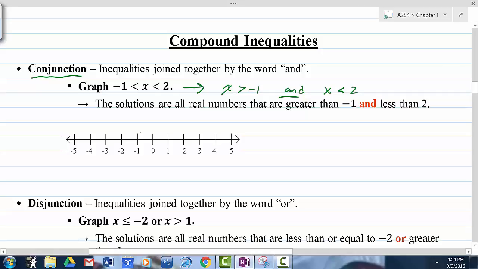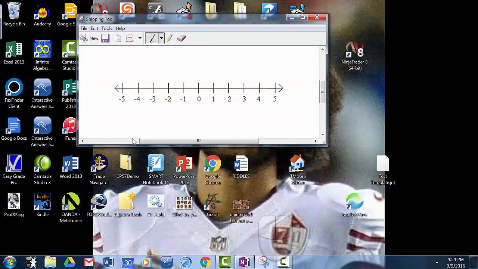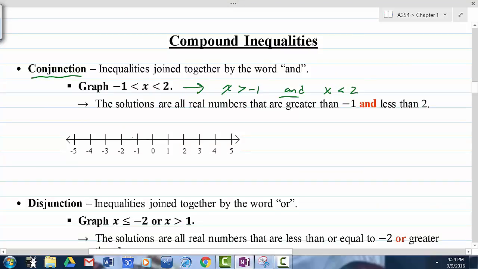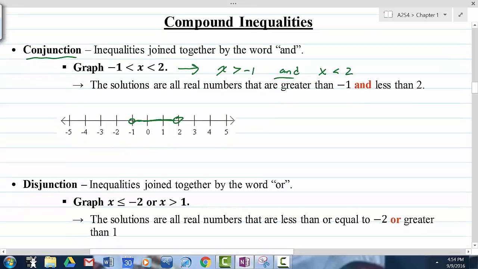The way on the graph how this would look is you are going to be in between, as I said before, you are going to be in between -1 and 2. So now you're talking about all those numbers there, not all real numbers, but just all those numbers in between. That's pretty much what we call a conjunction.